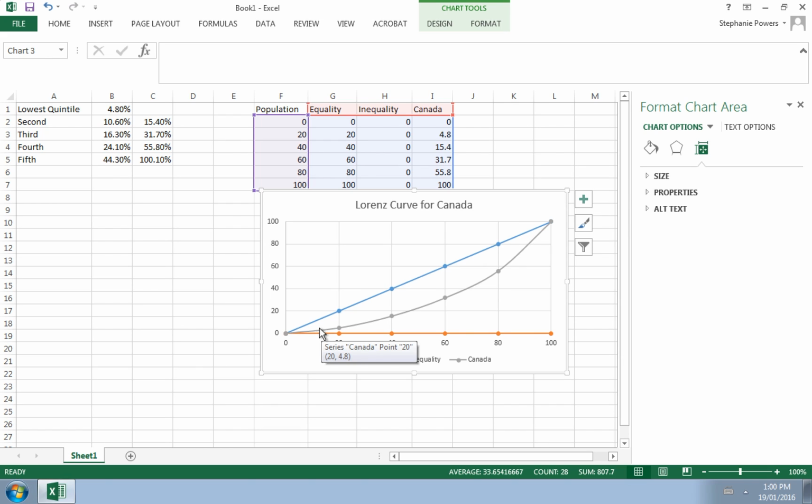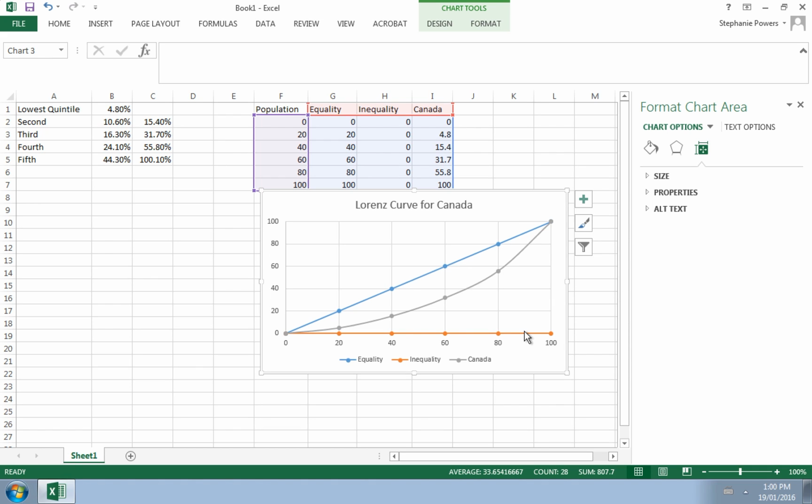The reason we do this is so that we can see perfect equality represented here in this blue line. And notice that it's a 45 degree line if we make both axes between 0 and 100. And so we can see very nicely perfect equality as this 45 degree line. We can see perfect inequality as this horizontal line, and we can see where our country Canada lies in between. So as we look at the Lorenz curve for a country like Canada, the closer it is to the 45 degree line, the closer we are to equality. The closer the line for Canada is to the horizontal line, the closer we are to inequality.